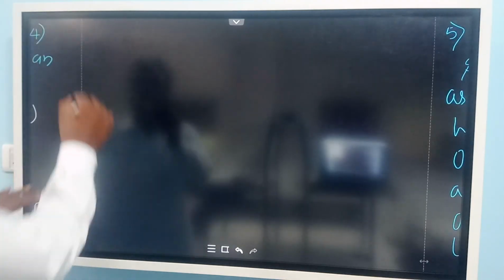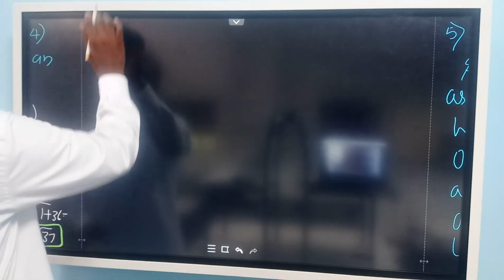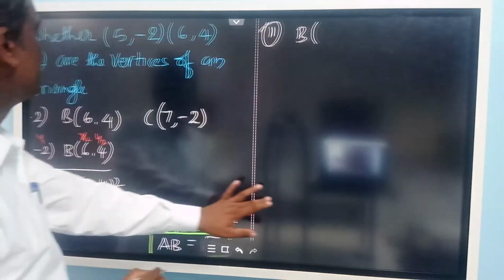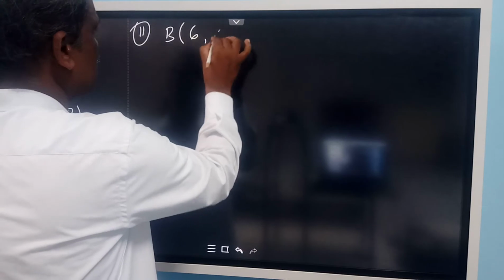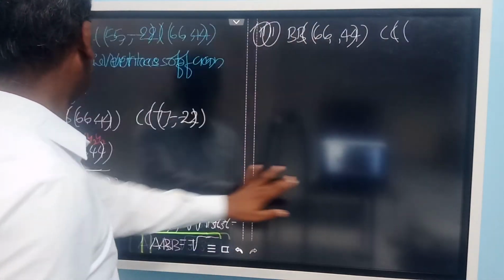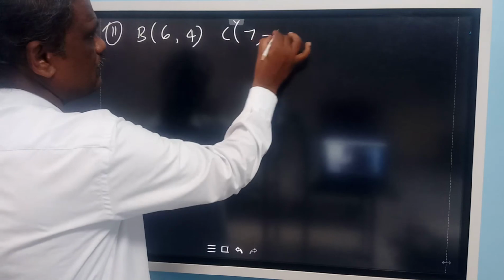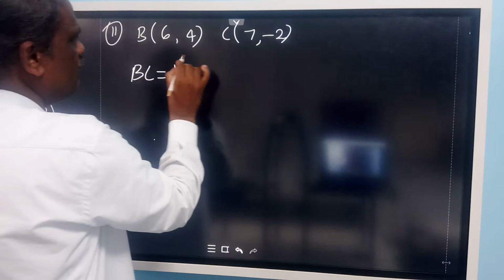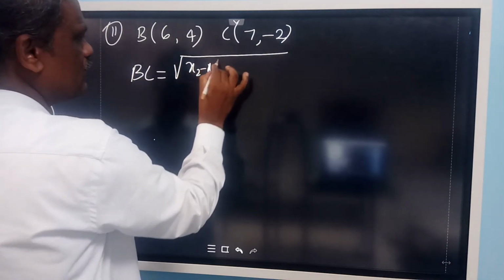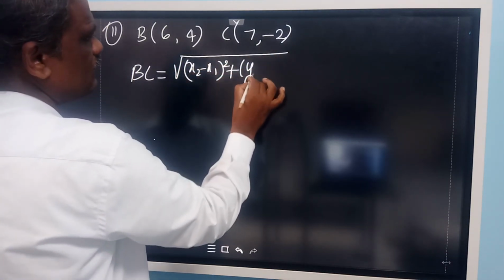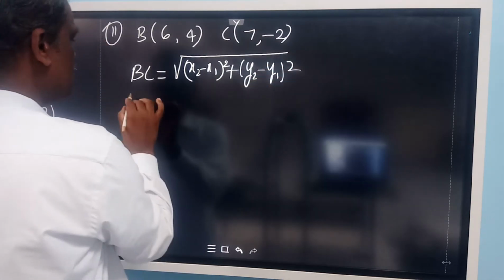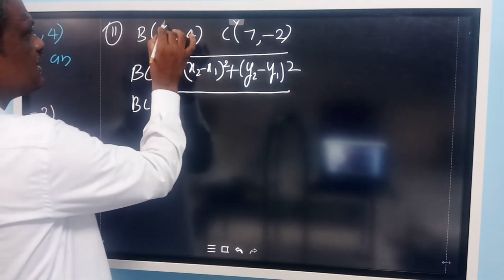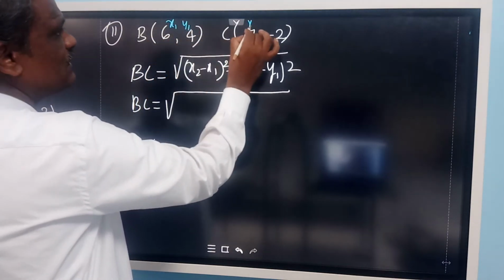So now let's go to BC. We want to find out the second side, BC. Let us take point B here, (6, 4), and then C here, the last point, (7, minus 2). So now applying that formula, BC is equal to root of (x2 minus x1) whole square plus (y2 minus y1) whole square. Again let us write x1 y1 and x2 y2 over the points.